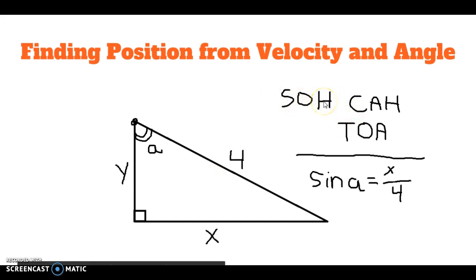So anyway, this is just a mnemonic. It's just like a little trick to remember what it means. Sine, the sine of any angle, is going to be the opposite side over the hypotenuse side. Cosine is the adjacent over the hypotenuse.